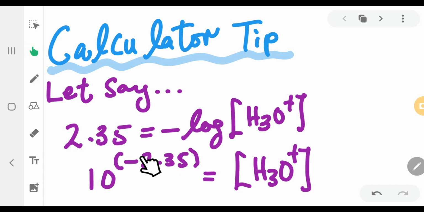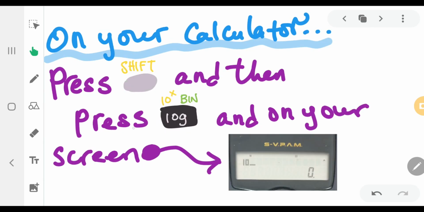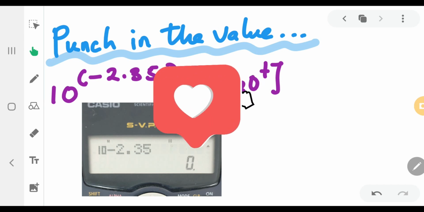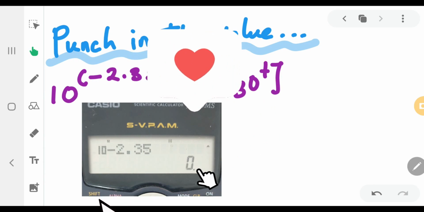Now, how do you execute this task on your calculator? It's very simple. So what you need to do is you need to press the shift button, and then you press the log button, and you should be able to see something like this appear on the screen of your calculator. And then after that, you just take that value, you type that in, and you should be able to get the concentration of your H3O+. You're going to get a reading over there.